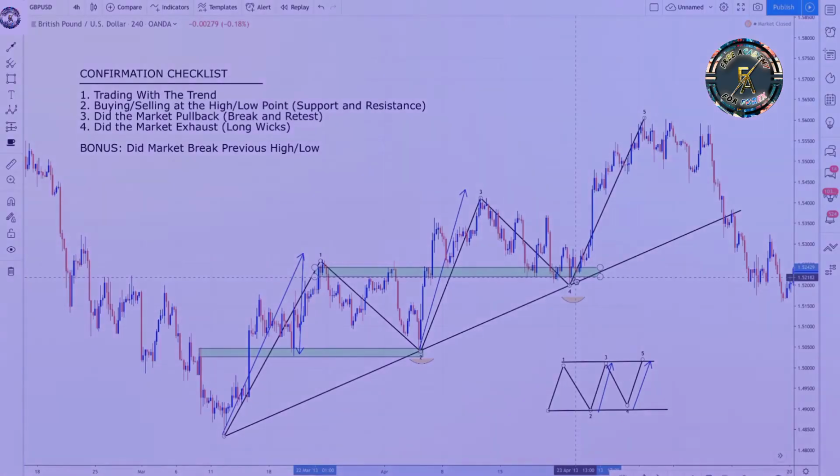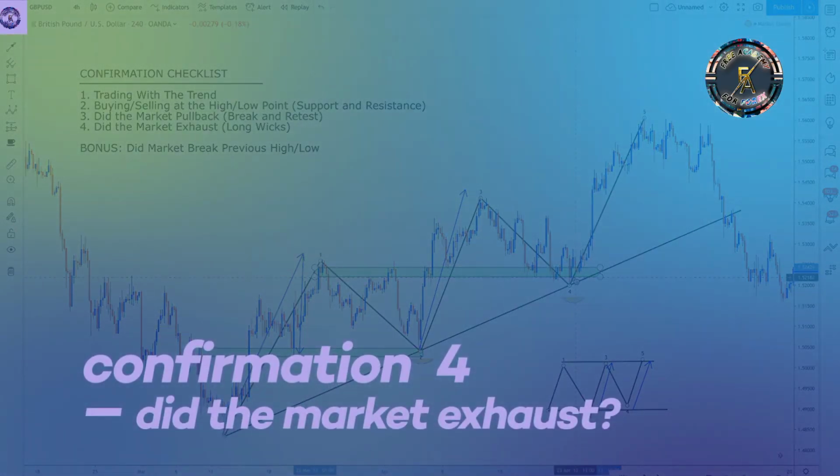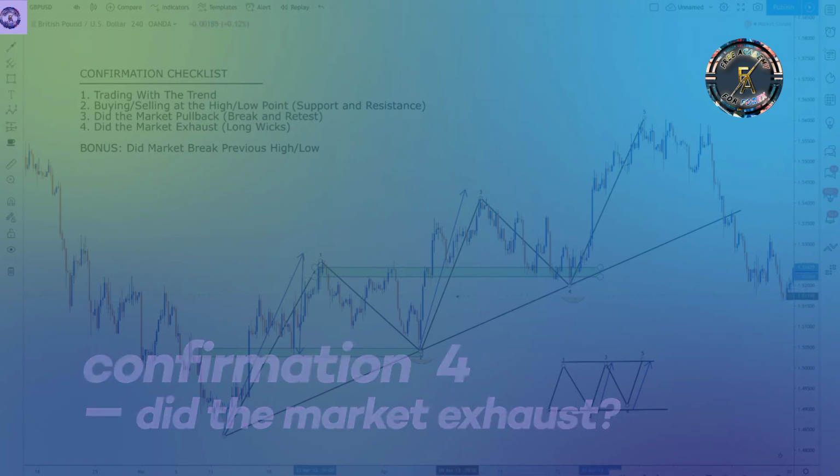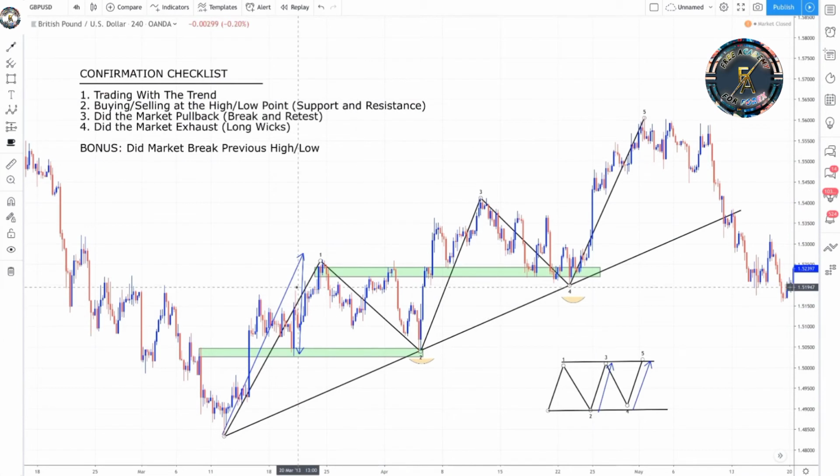The next confirmation is, did the market exhaust? Does the market have long wicks? What do I mean by that? Let's take a look again right here at the market. Whenever the market is going to begin to resume in an uptrending motion, if you're going to look for a buy position in this example, price will almost never simply come to a zone and then just reverse in the other direction.